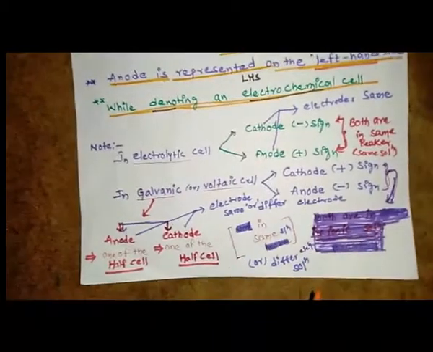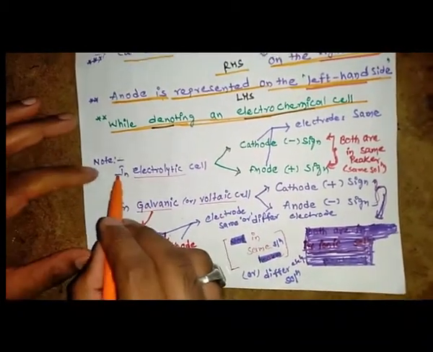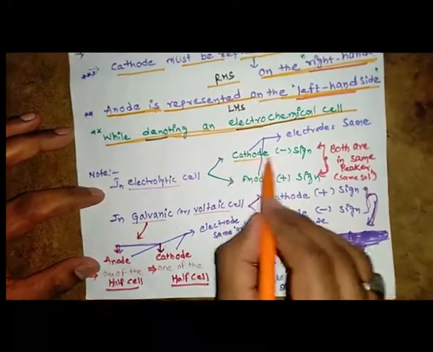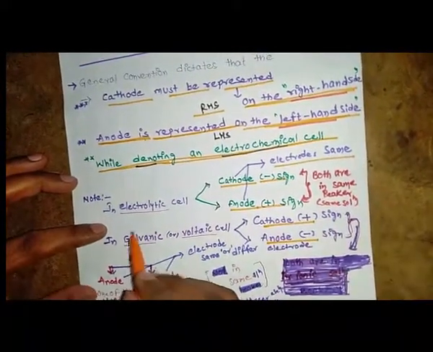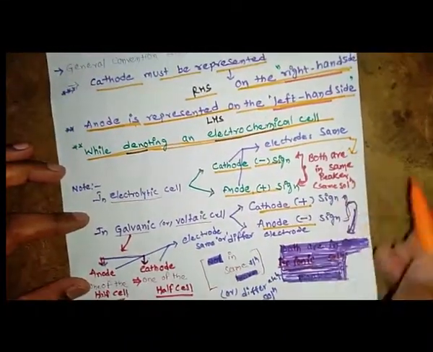So that is one. Once again, I am discussing here: in the electrolytic cell, the cathode has a minus sign and the anode has a plus sign. It is the opposite in the galvanic cell. In the electrolytic cell, these two electrodes are immersed in the same beaker of the solution.